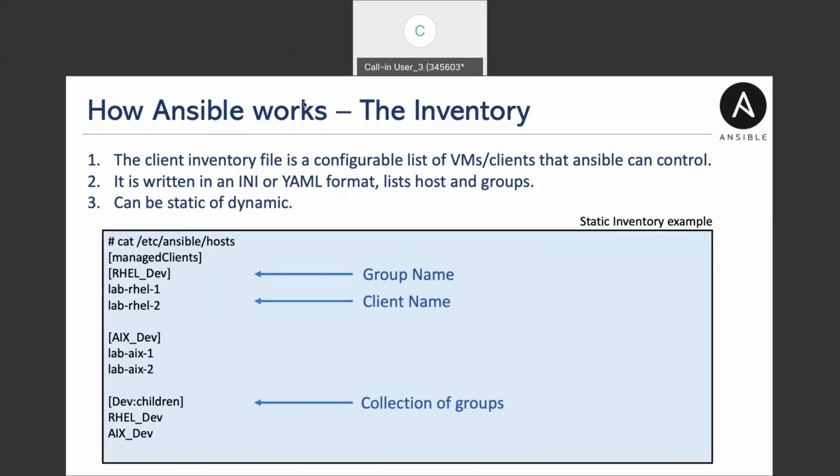We can collect those groups together. So at the bottom, you'll see that I've created another square bracket group called dev and defined its children as rel dev and AIX dev. So when I look at dev, it's going to list all four LPARs as its members because we've combined two different groups there.